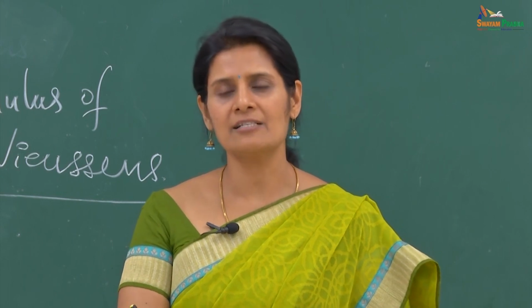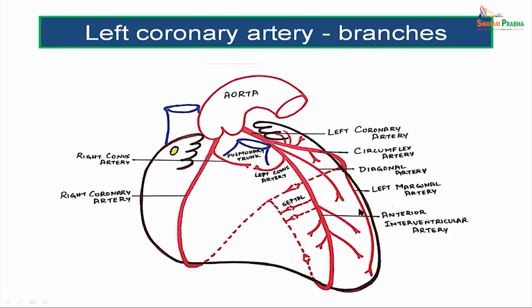Look at the branches coming from the anterior interventricular artery to the sternocostal surface of the left ventricle. You find a branch which is arising very close to its origin, that is the longest branch running downwards and laterally on the sternocostal surface. This will be called the diagonal branch, the diagonal artery. It is going to supply the sternocostal surface of the left ventricle.